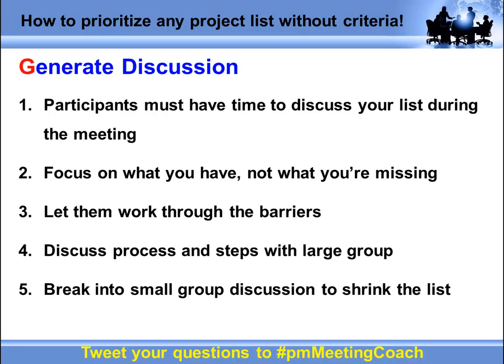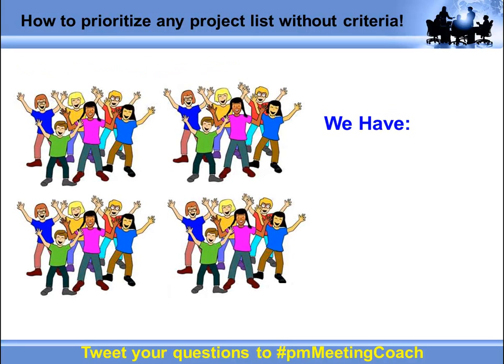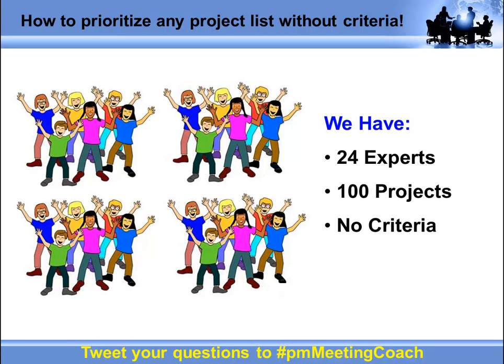So now let me give you an example. Let's say that we have 24 people that we are going to invite to this meeting to go over this list. We have 100 projects that are on the list, and they have absolutely no criteria.